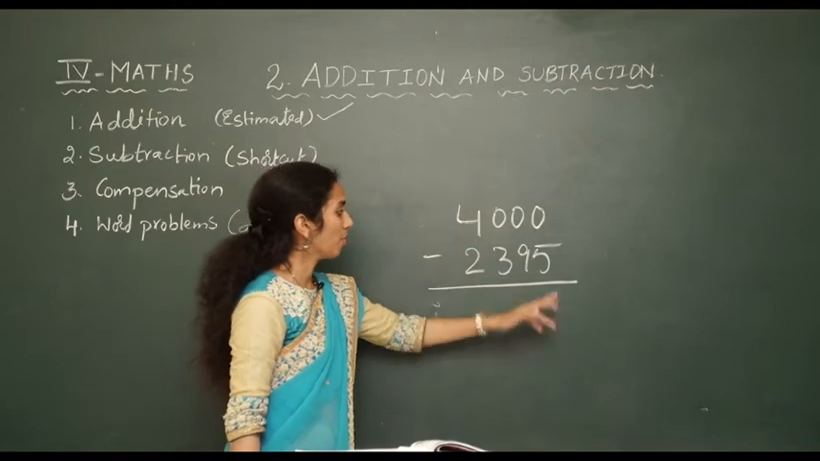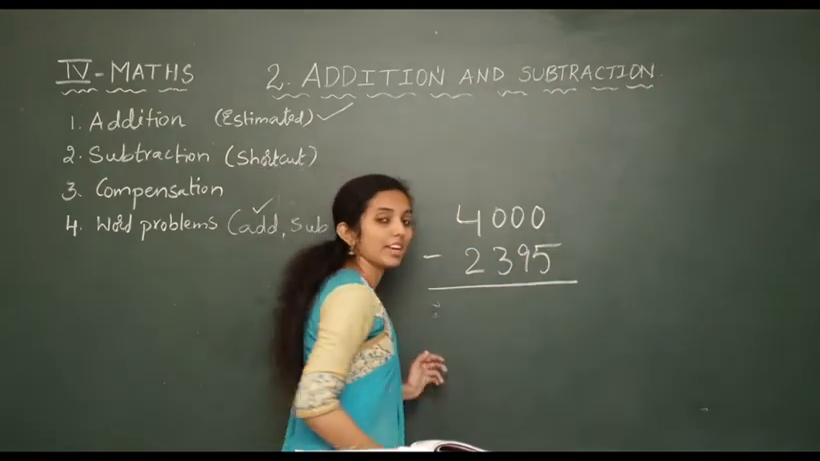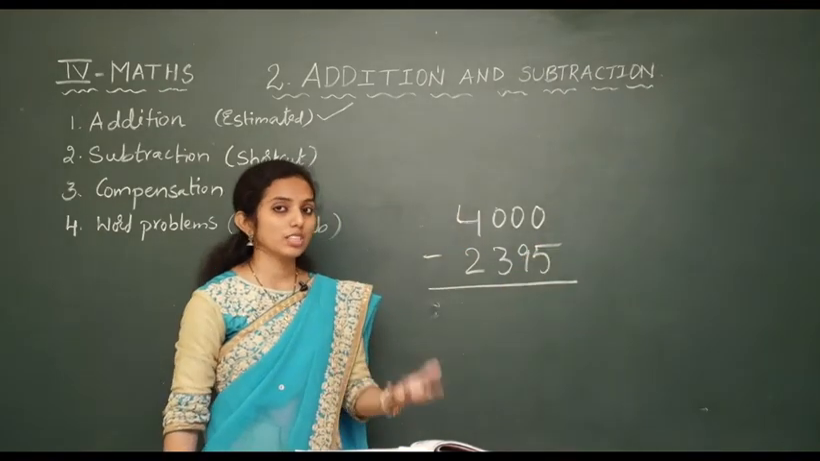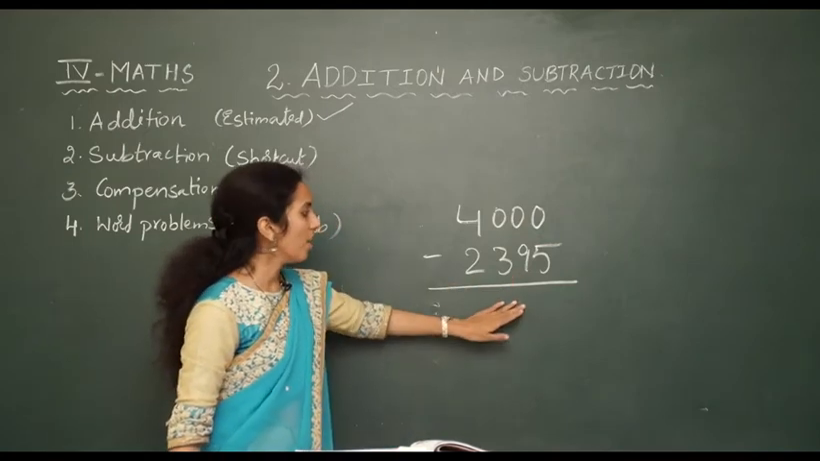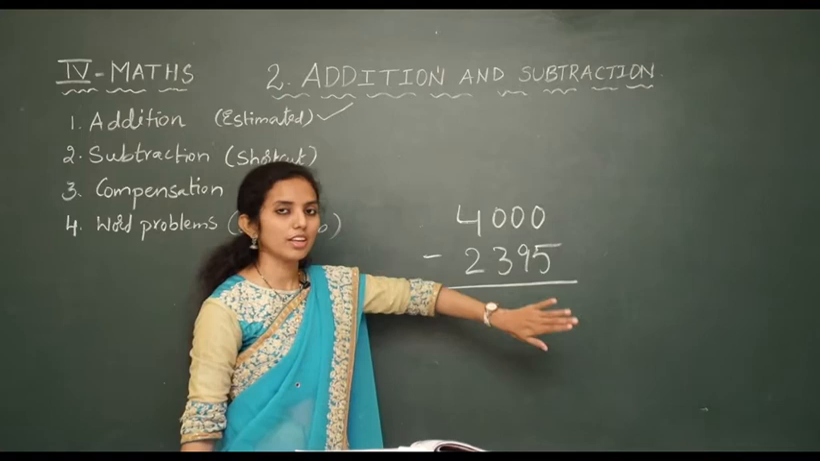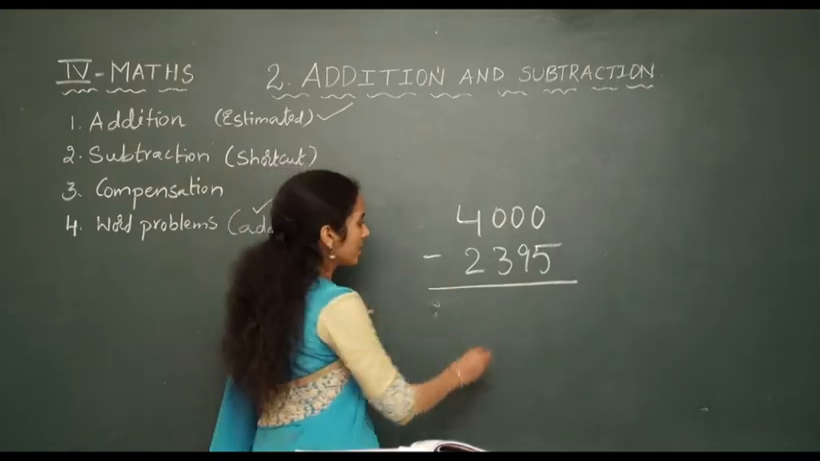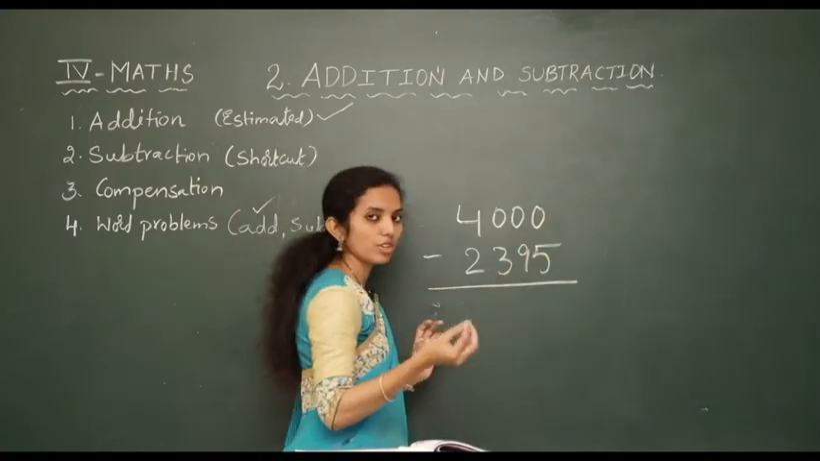So how it is difficult, let us see, and let us also see what is a shortcut method or what is a remedy for such problems. First of all, let us subtract these numbers in the traditional method, that is 0 minus 5. No, it is not possible.